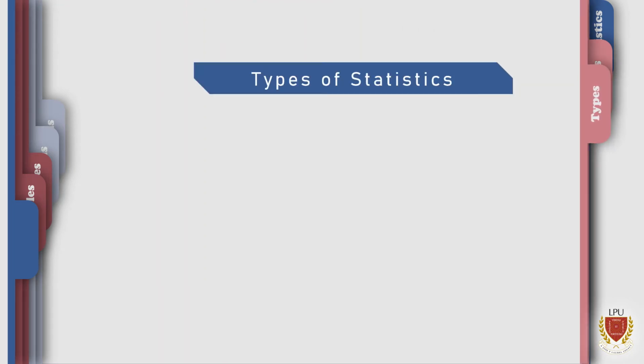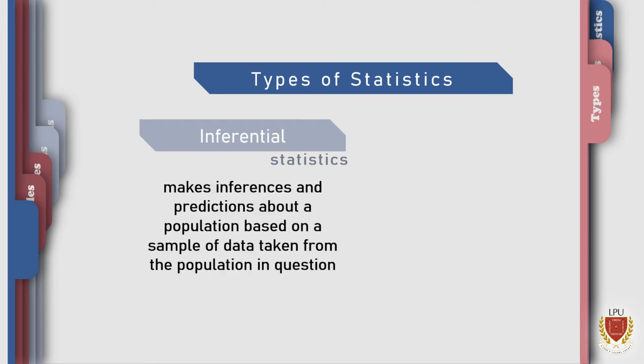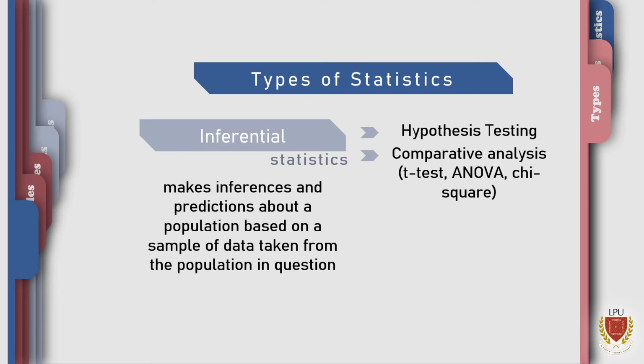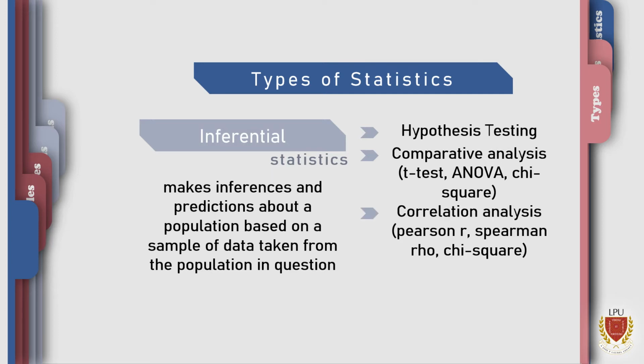The second type is the inferential statistics, which makes inferences and predictions about a population based on the sample taken from the population in question. In this type, we will discuss hypothesis testing, comparative analysis such as t-test, analysis of variance or ANOVA, and chi-square, correlation analysis such as Pearson-R, Spearman-Rho, and chi-square test of independence, and lastly, regression analysis.